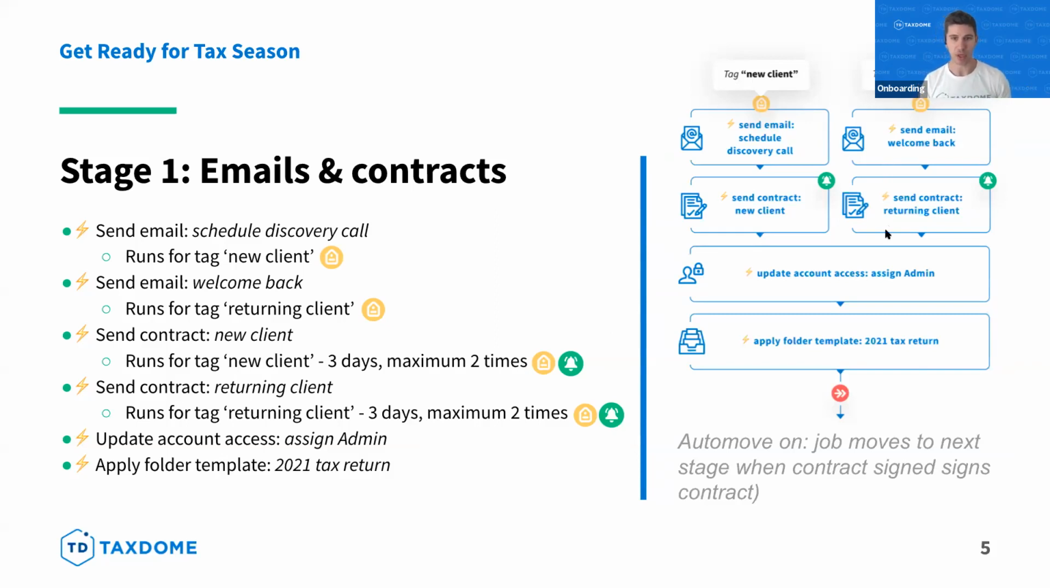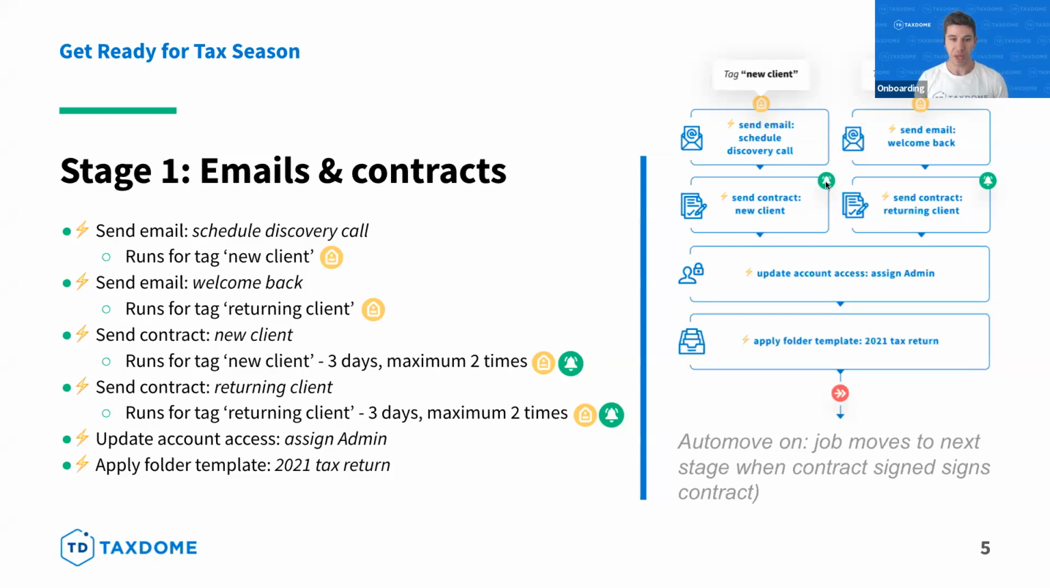And again, these are templates that are fully modifiable for your needs. The next thing you'll see that happens is contracts go out. Similarly, we have a contract for new clients and a contract for returning clients. Again, those go out automatically, and perhaps you might want different verbiage for your returning client contracts, or if you don't, then you can just have one automation for the two of them.